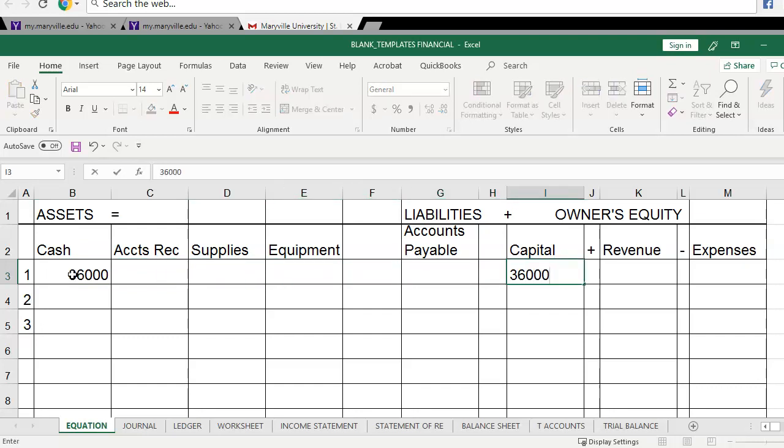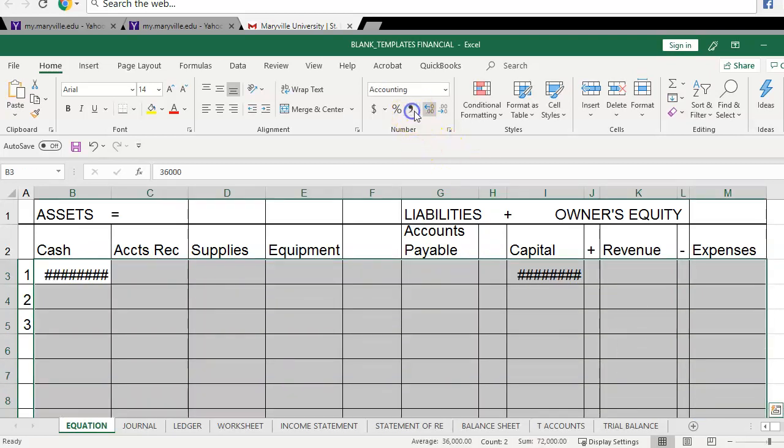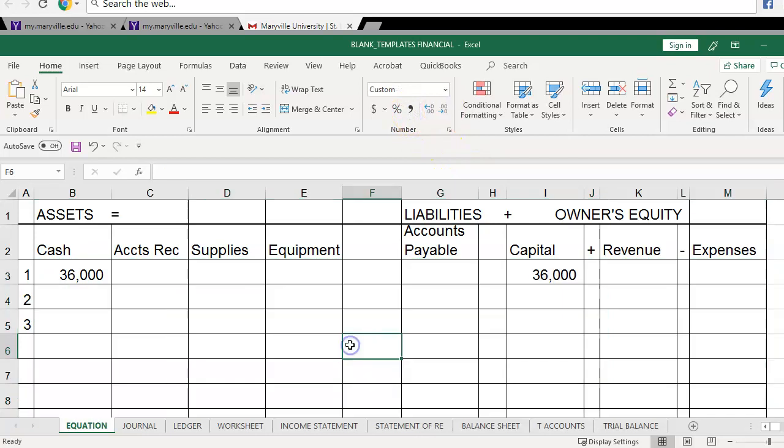Cash falls under the asset category, and the owner's capital account also increased by $36,000. Every business transaction must always balance, meaning that if on the left-hand side, the asset side, increased by $36,000, then I must indicate what happened on the right-hand side. In this case, the capital account also increased by $36,000.